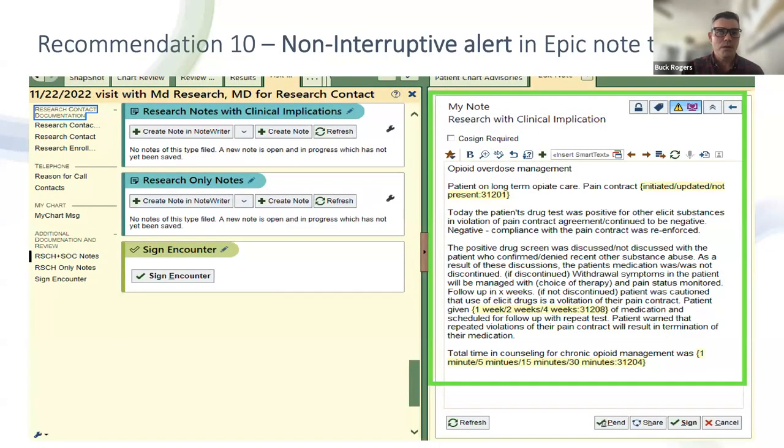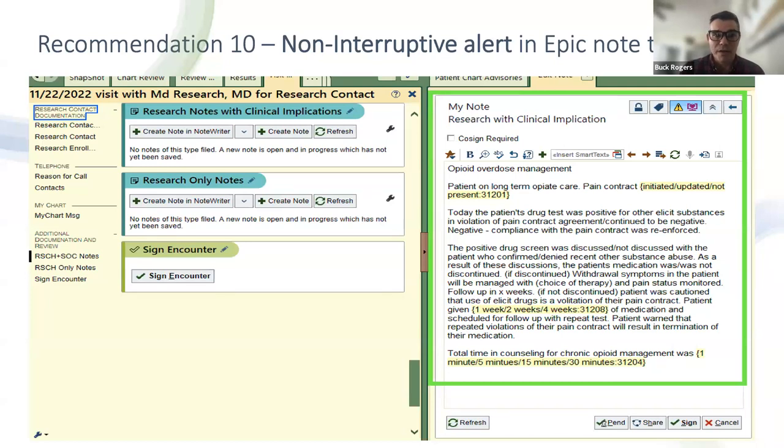So in the green box, here are the three flow sheets, nicely formatted into a note. The non-interruptive alert lets a provider fill out a pre-populated template regarding the patient and what the CDC guidelines are for prescribing opioids for pain management, in this case with a positive urine drug screening. The note includes what the interruptive pop-up is showing, but it's automatically inserting that into the note for the provider so as to not interrupt their workflow in this case.